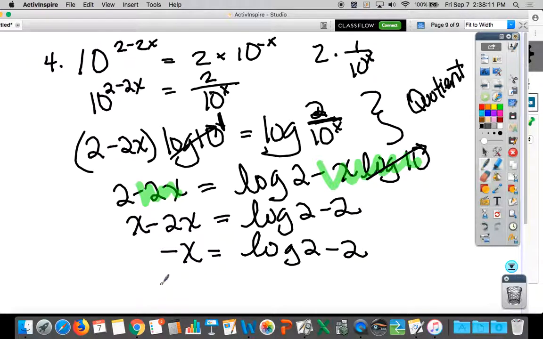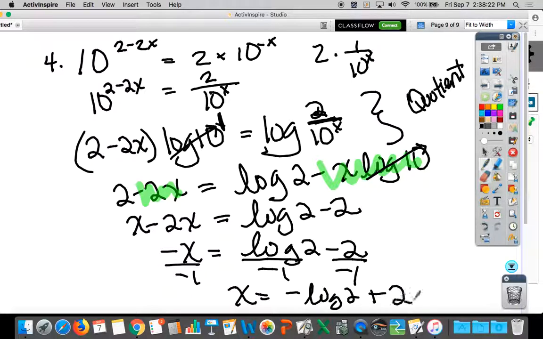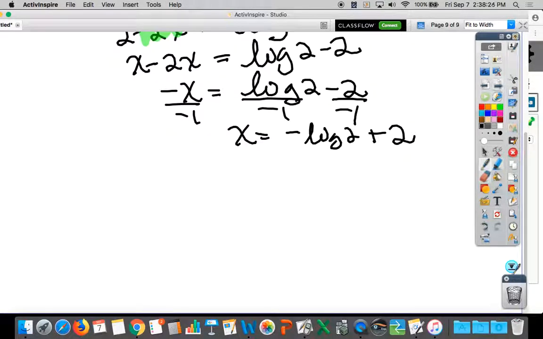How am I going to get x by itself? Divide by -1. So x is equal to -log 2 plus 2, or 2 minus log 2. It doesn't matter.